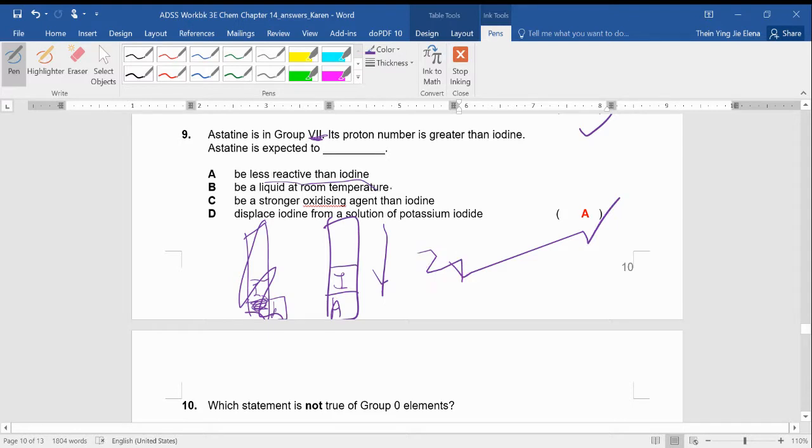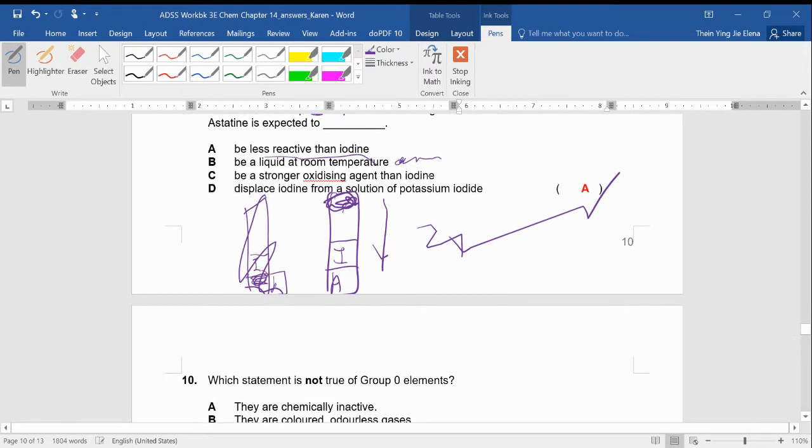Okay, and down the group, it becomes more higher, will have a higher melting and boiling point, it becomes solid down the group. Okay, so at those elements at a higher part of the group, like fluorine, chlorine, yeah, they exist as gas. Okay, so answer is A.